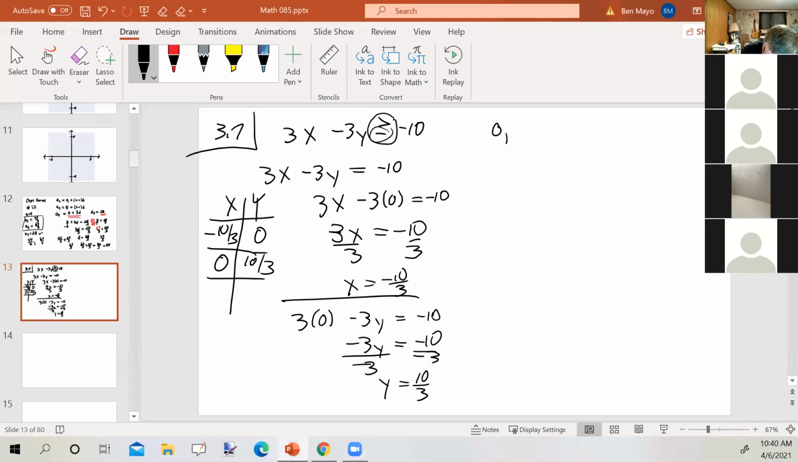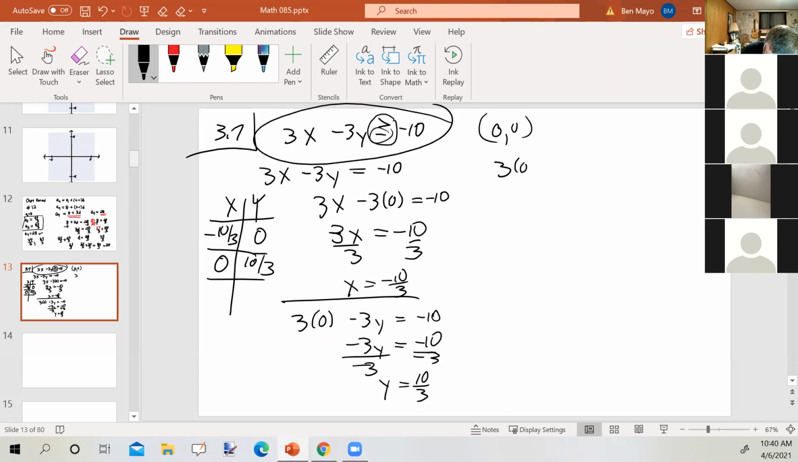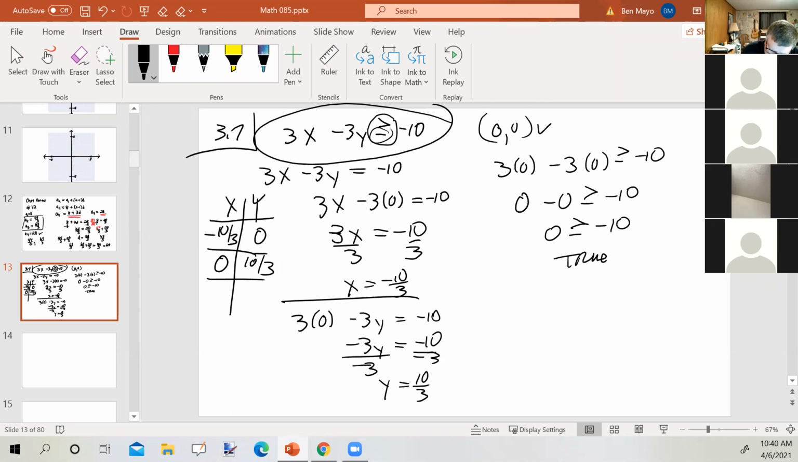And if we take 0, 0 and plug it in here, we get 3 times 0 minus 3 times 0 greater than or equal to -10. 0 minus 0 greater than or equal to -10. 0 greater than or equal to -10. That's true. So 0, 0 is correct.